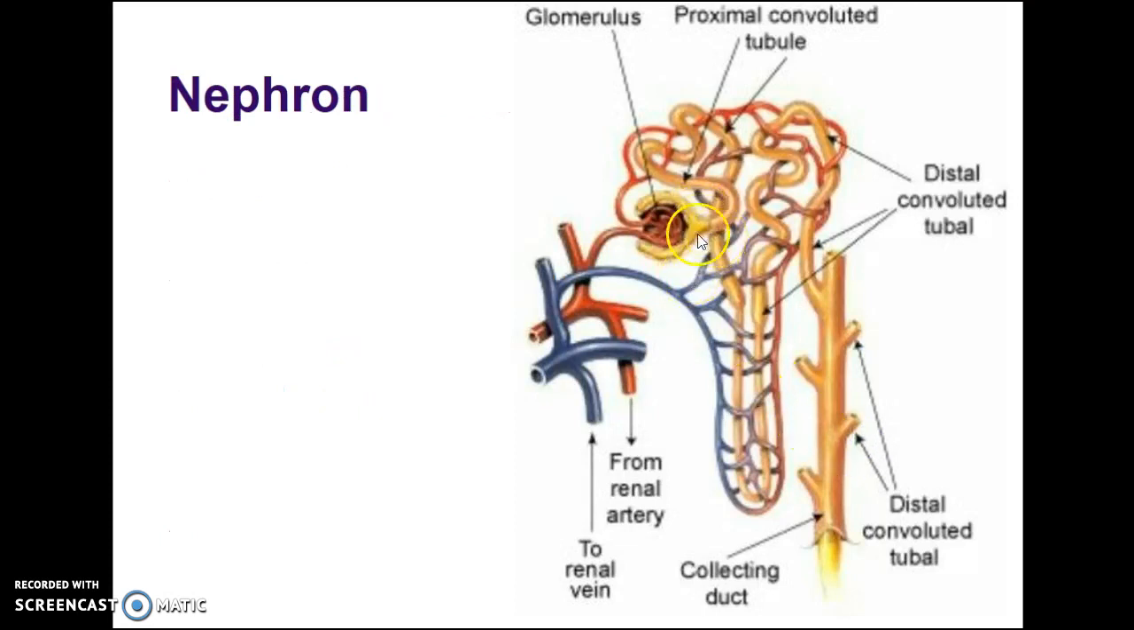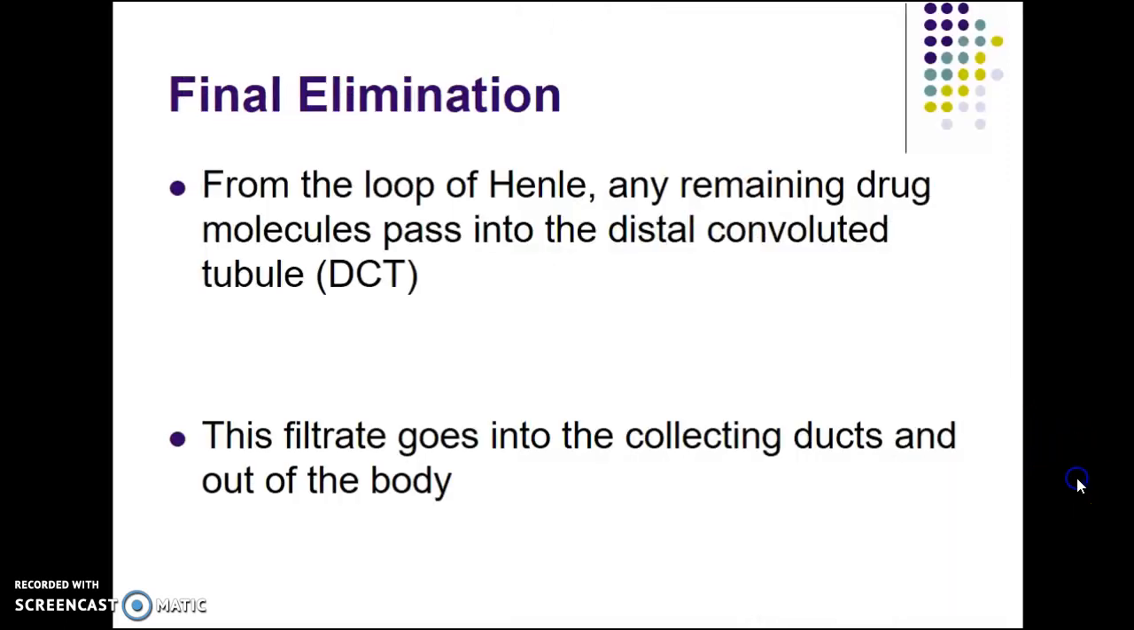Okay, so we've talked about the proximal convoluted tubule and the loop of Henle. There's passive diffusion here, active transport in this system. Once we get to the distal convoluted tubule, there might be some more passive diffusion, but typically once we've reached this point, we are going to then go into the collecting duct and be eliminated as urine. And so that's the final elimination out of the body.